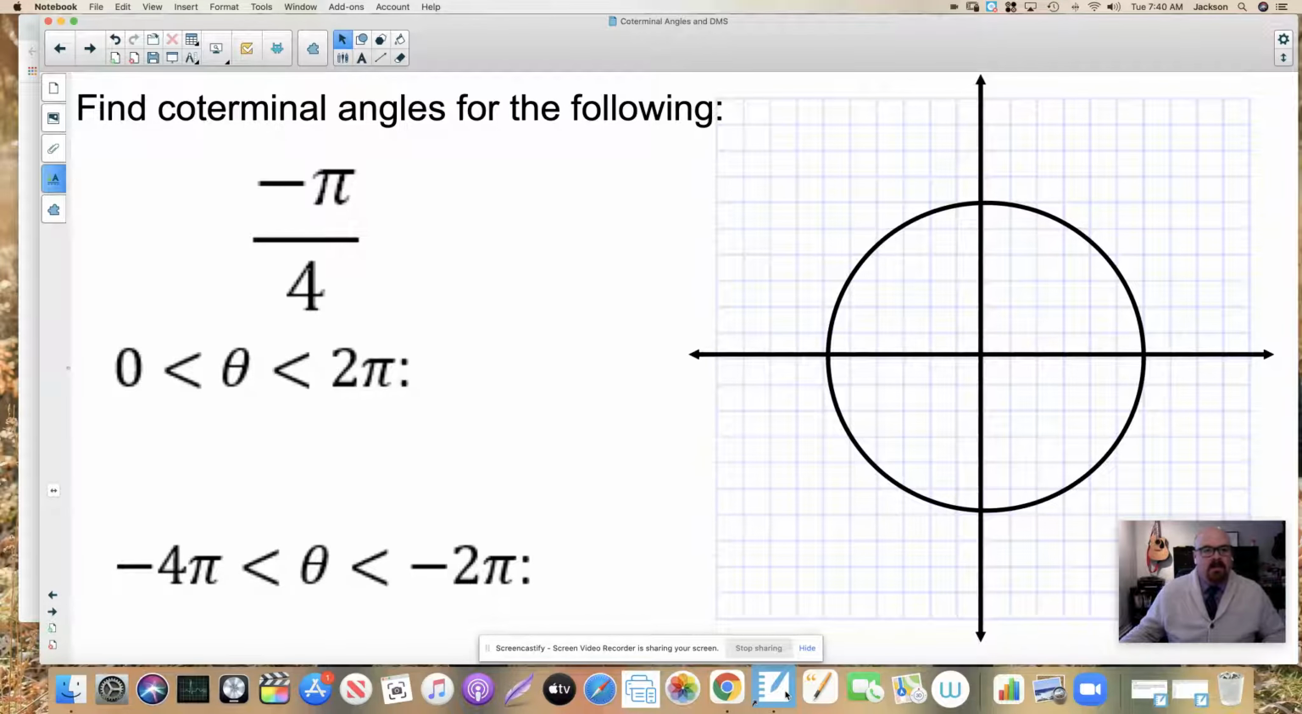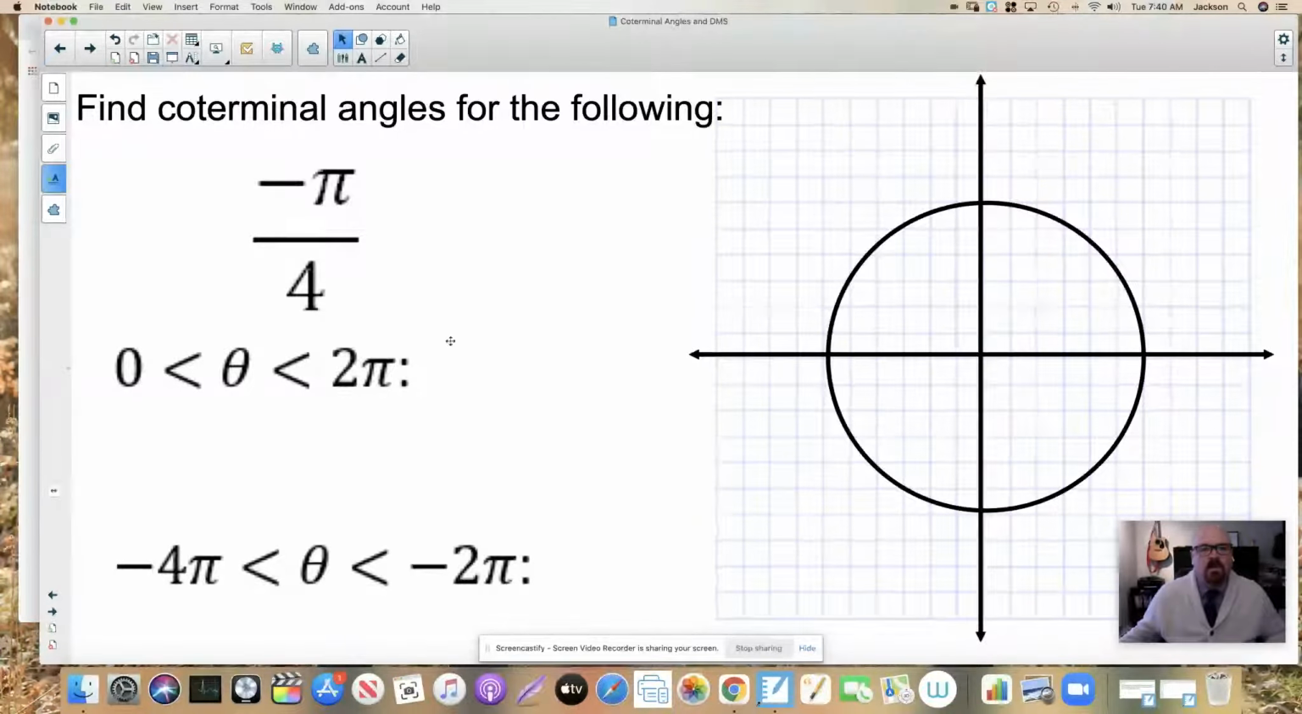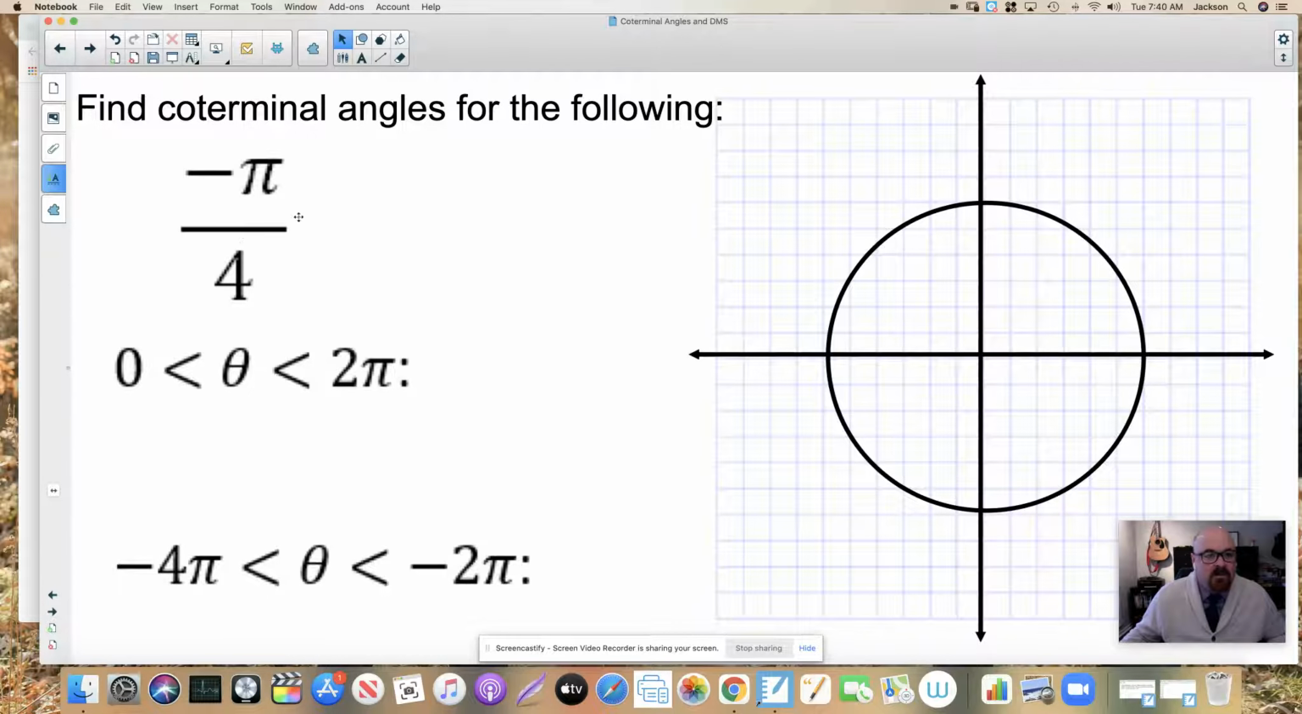All right, let's look at another example of finding coterminal angles. This one with a negative radian measured angle, negative pi over 4. A couple of different approaches here. Let's take a little bit of a more creative approach to it.